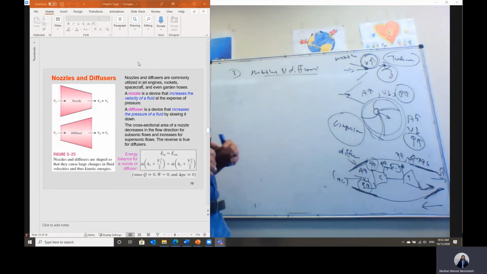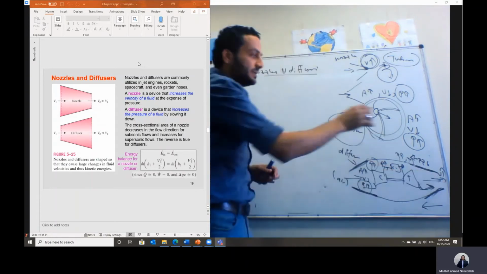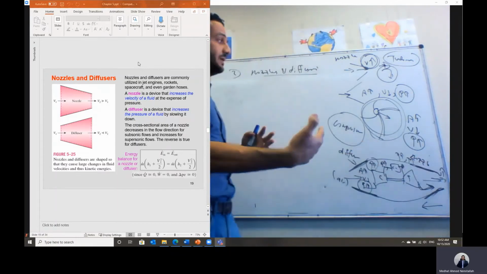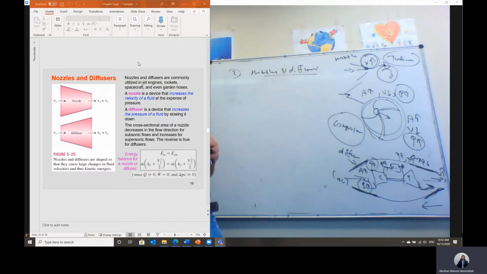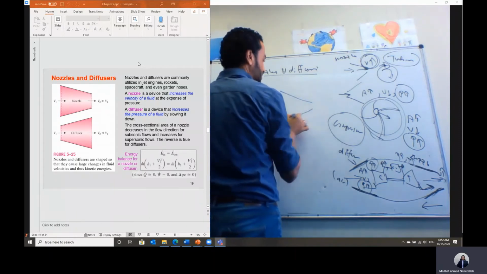Then we can generate shaft power to drive the compressor. Then the gases can complete the expansion inside the nozzle to reach high velocity. Then we can have a thrust force in this case. So we have different applications for nozzles and diffusers. Okay. Right, let's have a symbolic representation.